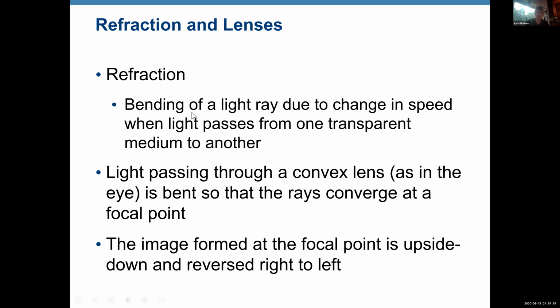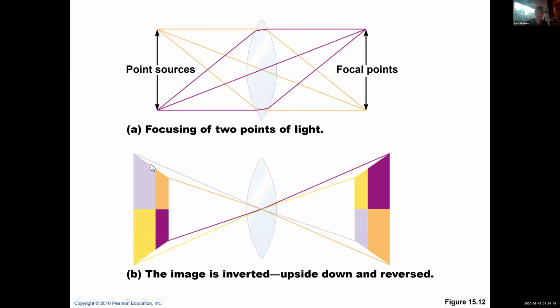Now, refraction is the bending of a light ray due to a change in speed when light passes from one transparent medium to another. Light passing through a convex lens, like the ones in your eyes, is bent so the rays converge at a focal point. The image formed at the focal point is upside down and reversed right to left. You can see over here, the image is upside down and reversed.